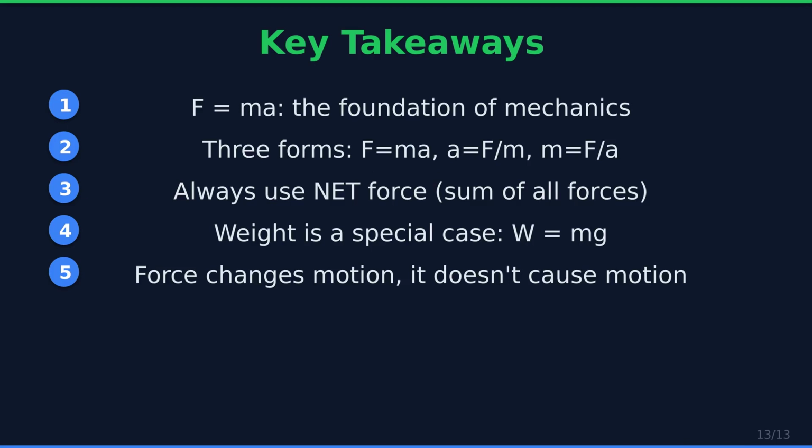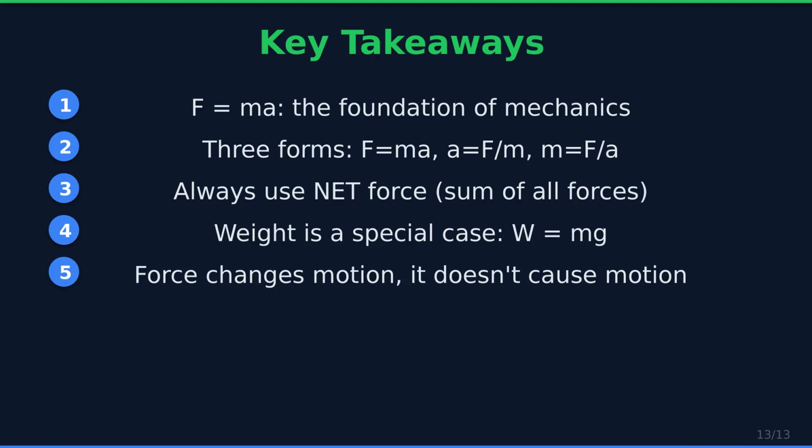Force is measured in newtons, abbreviated capital N. 1 newton is defined as the force that accelerates 1 kilogram at 1 meter per second squared. Mass is in kilograms, and acceleration is in meters per second squared, which tells us how much the velocity changes each second. For example, an acceleration of 5 meters per second squared means the object speeds up by 5 meters per second every second. Here's the key insight that makes this equation so powerful.